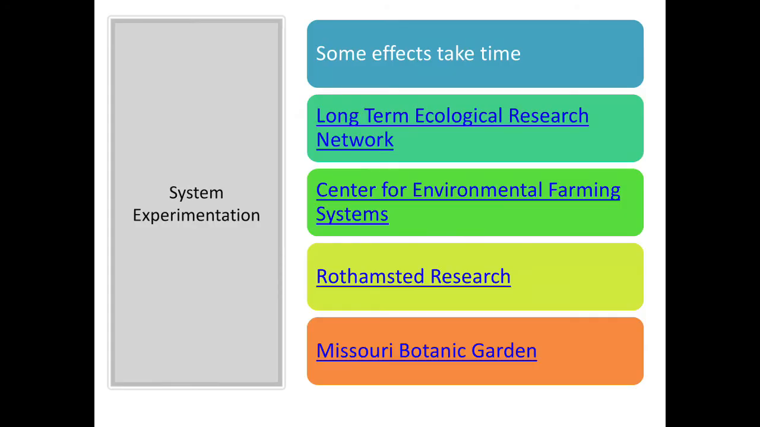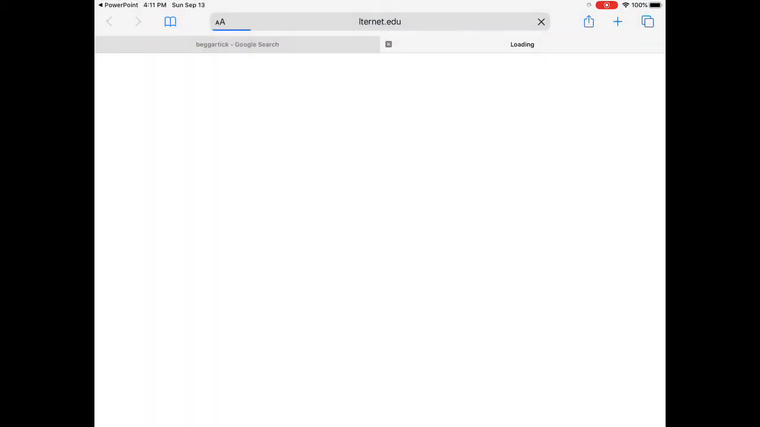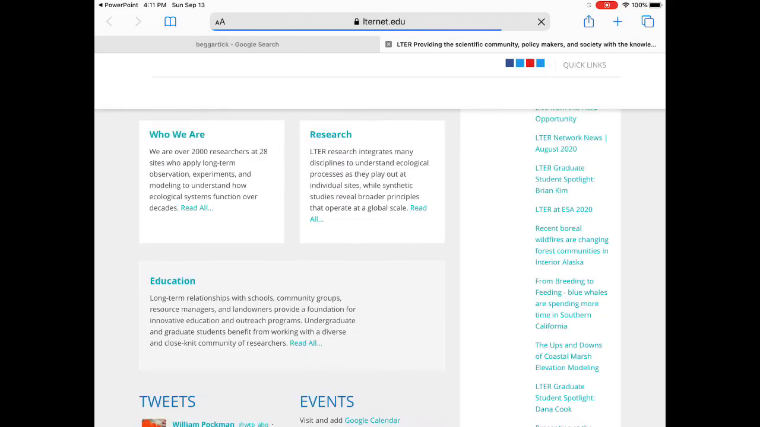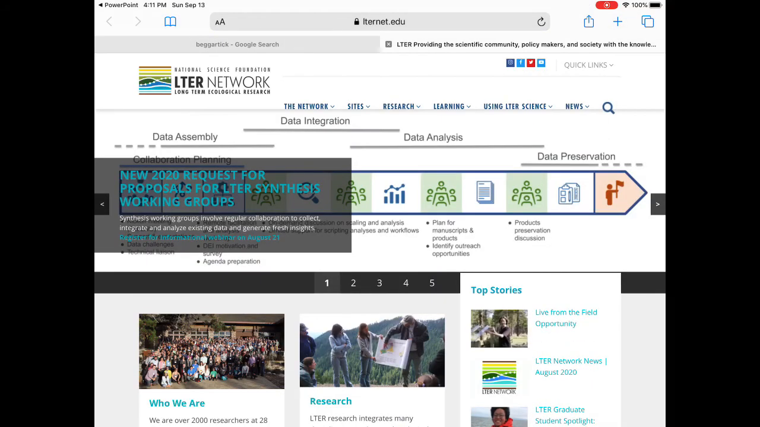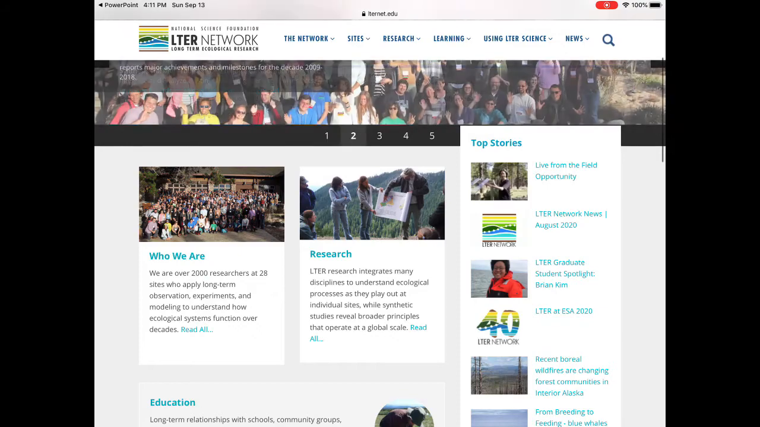All right, so some effects take a long time. Ecology research takes a long time to do. So all of these areas are different research projects from around the world. So you can see even this first one, the long-term ecological impact. So this is their website, and what we're looking at is some of their research.